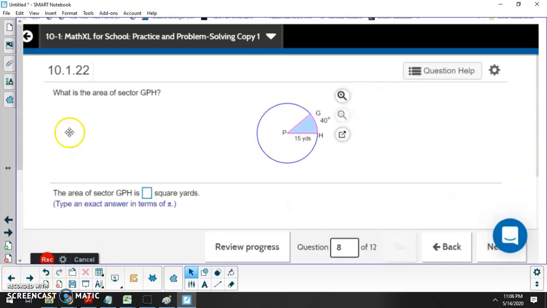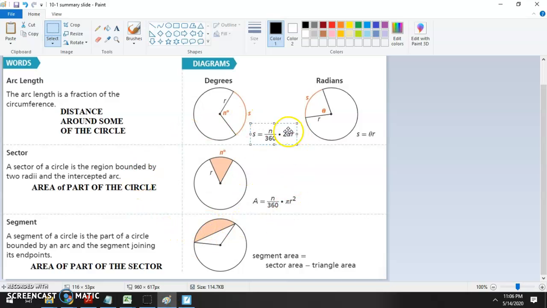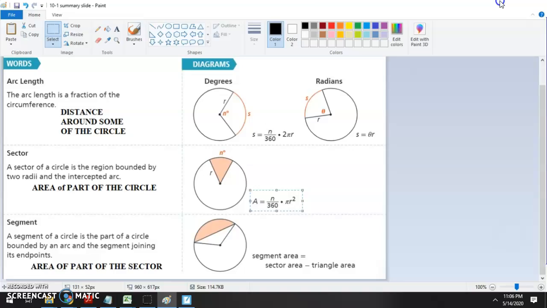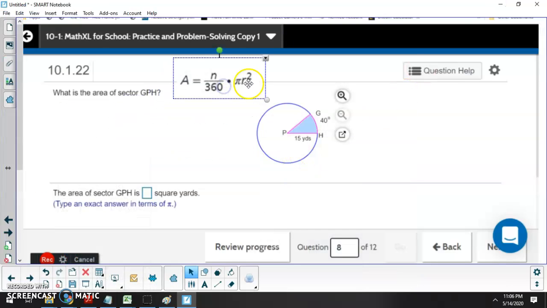Okay, next question is asking you for the area of a sector. So for area of a sector, I'm using, go back here, not the arc length formula, but sector, which is part of the whole circle's area. So I'm using this formula. Okay, so there's the formula. It's very similar. You're just multiplying by pi r squared, which is the formula for the area of a circle, instead.